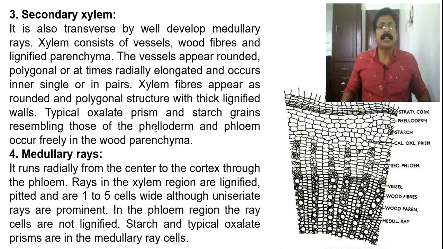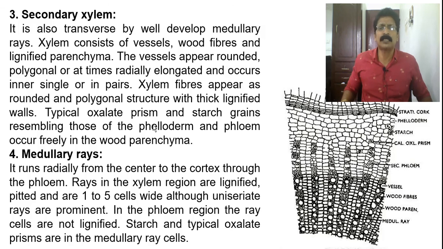Medullary rays run radially from the center to the cortex through the phloem. Rays in the xylem region are lignified, pitted, and 1 to 5 cells wide, although uniseriate rays are prominent. In the phloem region, the ray cells are not lignified. That means near the phloem region the medullary ray cells are not lignified, so you can see clearly they are colorless after mounting with the staining fluid.